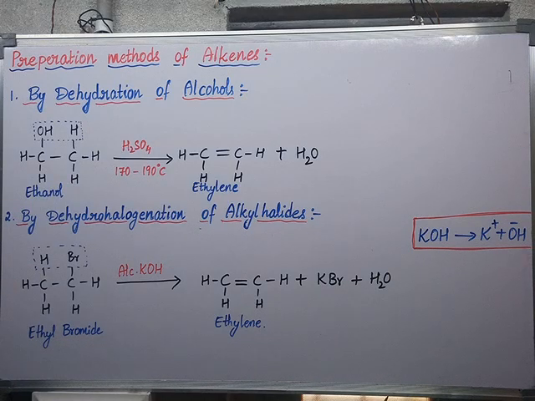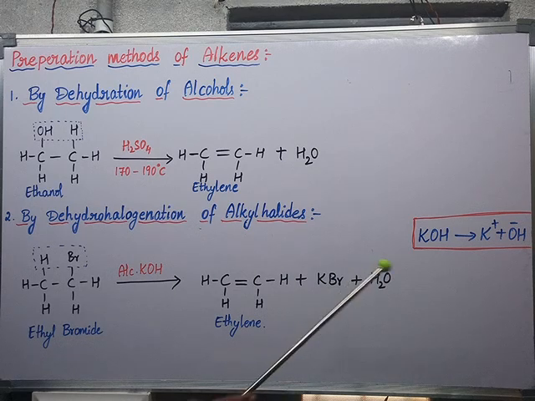Next, let us see dehydrohalogenation of alkyl halides. Dehydrohalogenation means you remove both hydrogen and halogen from the same compound. So you can see I am taking ethyl bromide. This ethyl bromide is reacting with alcoholic KOH, that is alcoholic potassium hydroxide, to produce ethylene. Along with this you are getting byproducts, potassium bromide and a water molecule.